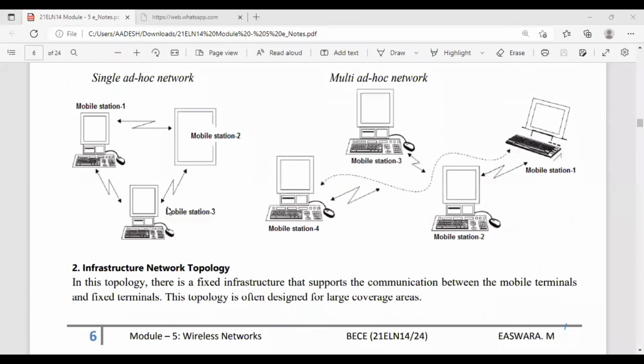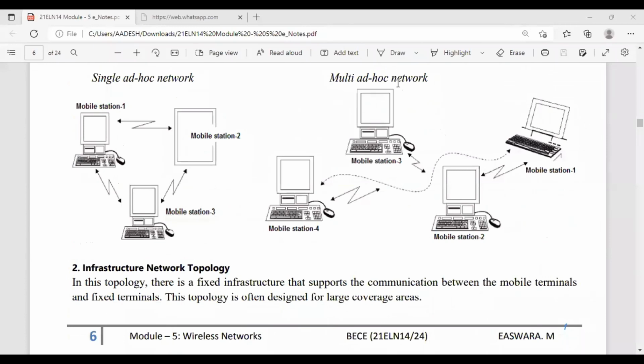Okay, so if you want to connect to one more person, you will not make use of a third party. The third party will not make use of the infrastructure which is available. What you will do is directly connect from your mobile to his mobile. This is called a single ad hoc network, meaning it is not dependent on another device. Directly we can connect from one device to another device. Okay, this is called a single ad hoc network.